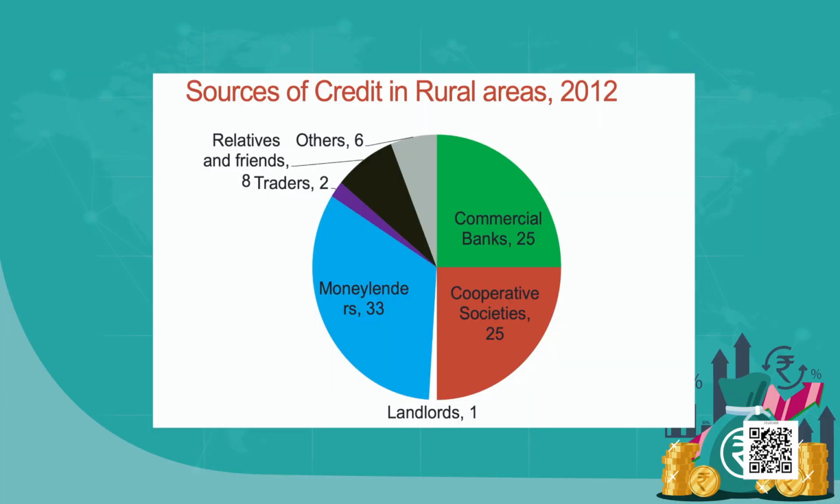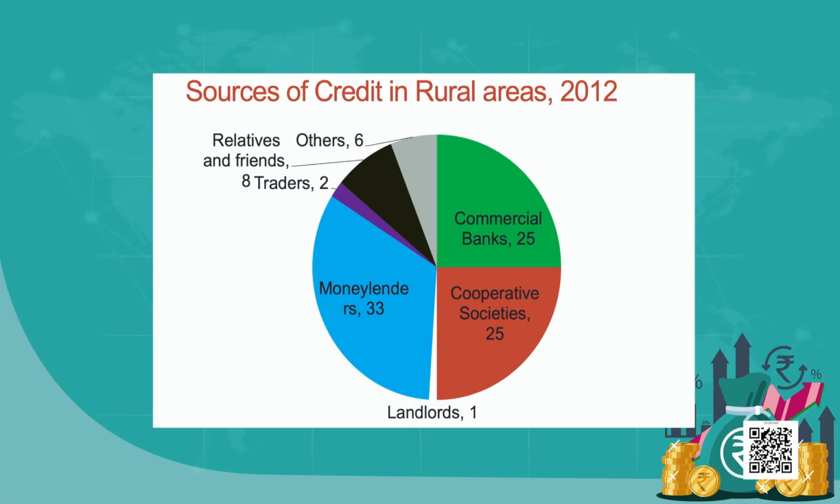So if you look at the pie diagram, you will come to know who are the major sources of credit needs in rural areas. Money lenders. Who is the second source? Commercial banks and cooperative societies.